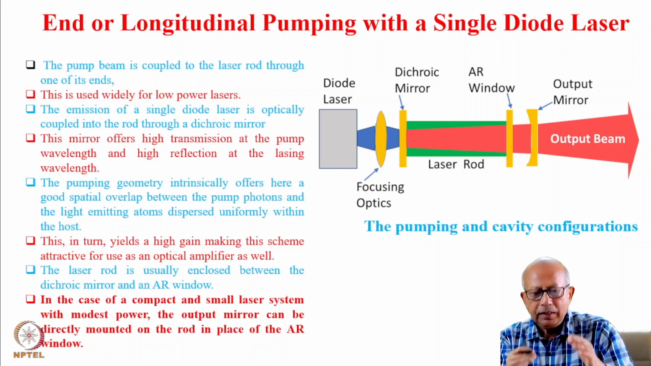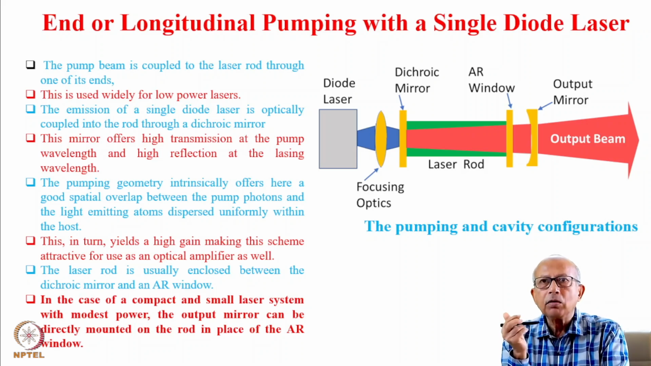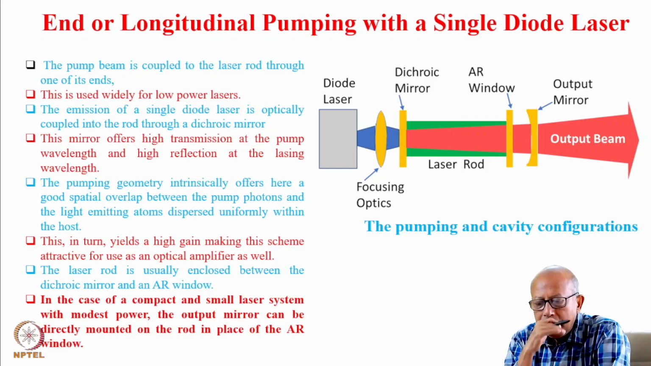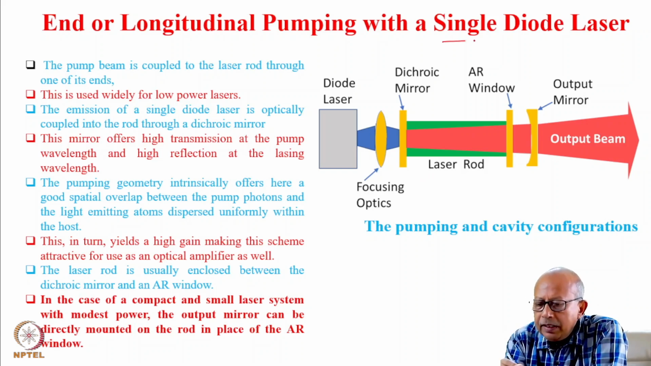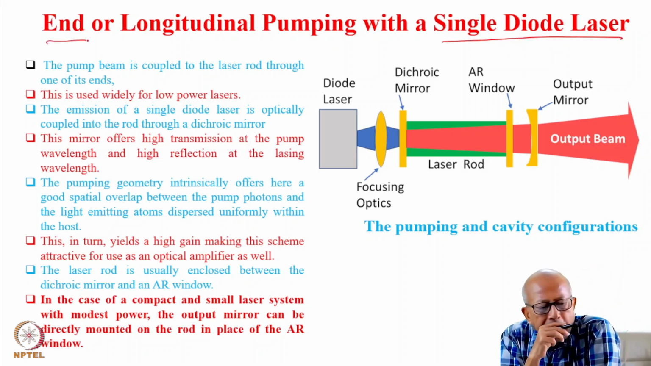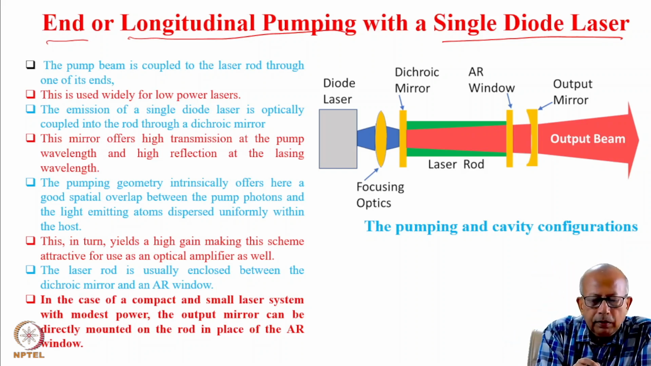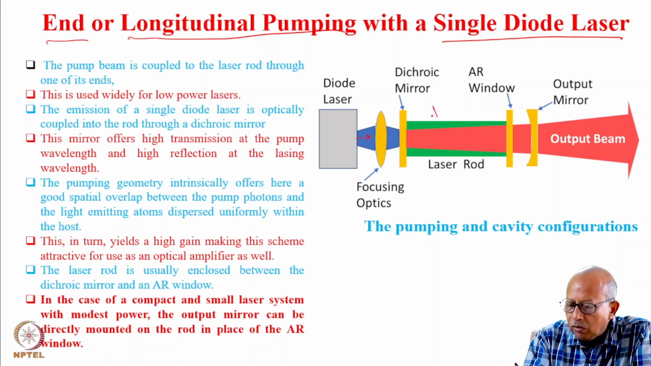So let us now see the experimental arrangement for pumping a laser rod with a diode laser. This is the scheme, very schematically and qualitatively shown here. The pumping of a laser rod by a single diode laser through one of its ends is also called longitudinal pump. As you can see here, this is the diode laser, this is the pump beam, and it is coupled to the laser rod, this is the laser rod, through this end of the rod.